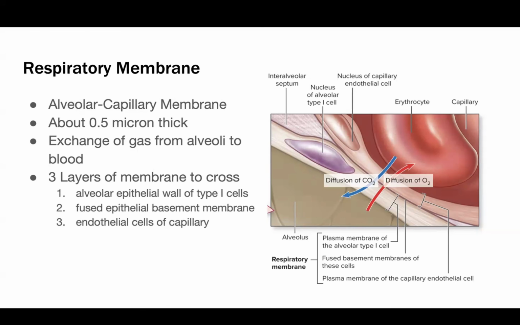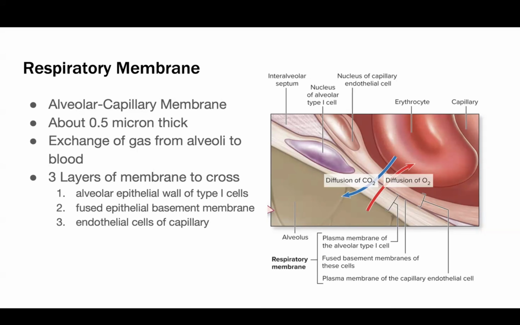Once you're past the epithelial cell, you see a fused basement membrane. Now, this is super interesting because the epithelial cell of your alveolus and the endothelial cell of your capillary are sharing a basement membrane. Aw, how cute. This is also functionally super important because you're eliminating the need for an entire interstitial layer. And three layers is a lot easier to cross compared to five.